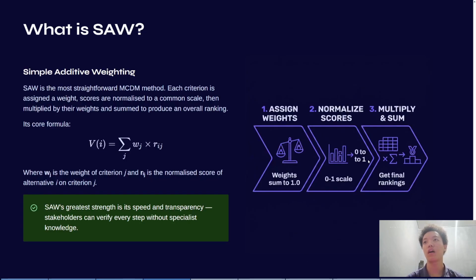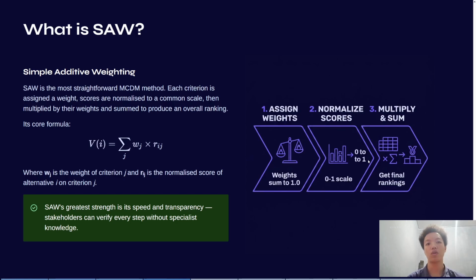What is SAW? Simple additive weighting. SAW is the most straightforward MCDM method. Each criterion is assigned a weight. Scores are normalized to a common scale, then multiplied by their weights and summed to produce an overall ranking.